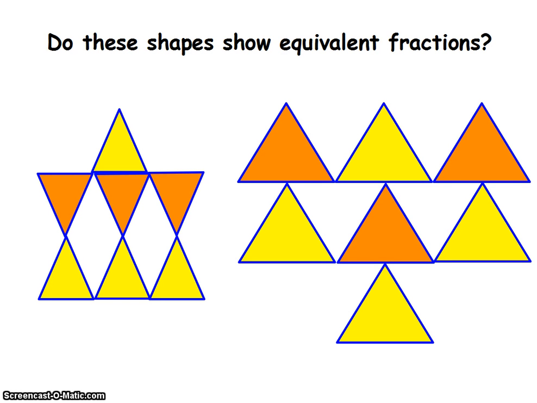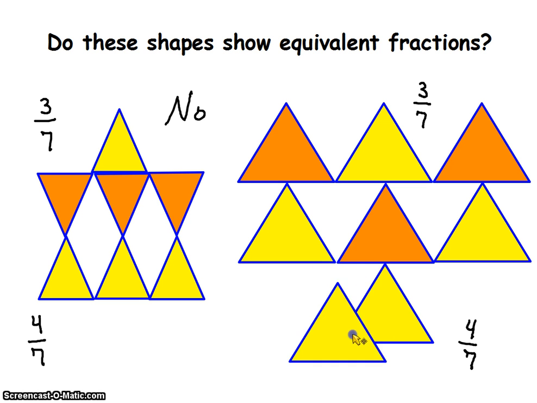Do these shapes show equivalent fractions? If you said no, you would be correct. But let's take a look why. I still see 3 oranges over here out of 7, so 3/7, and I see 3/7 are orange over here. That would make us think that they were equivalent. And look at the yellows. There's 4/7 that are yellow over here, and 4/7 that are yellow over here. So we've got the same number of each of them, but take a look at the size of these shapes.